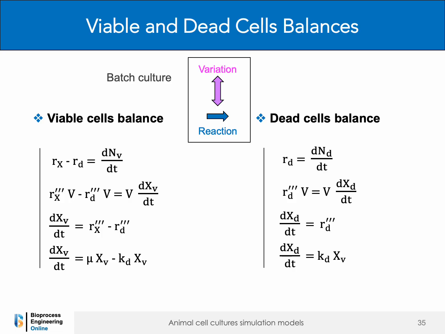The balance for dead cells is simpler. Dead cells are generated by cell death, and in the absence of cell lysis, they remain in the bioreactor. The instantaneous balance is therefore cell death rate Rd equals the rate of change of the dead cell number, dNd over dt. Expressing the balance in terms of volumetric rate gives volumetric cell death rate, Rd third, V equals V dxd over dt. Again, since the culture volume is constant, we obtain dxd over dt equals Rd third, or in terms of the specific death rate, dxd over dt equals k dxv.